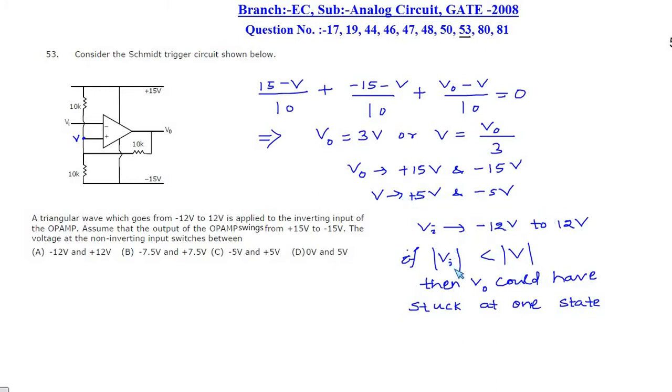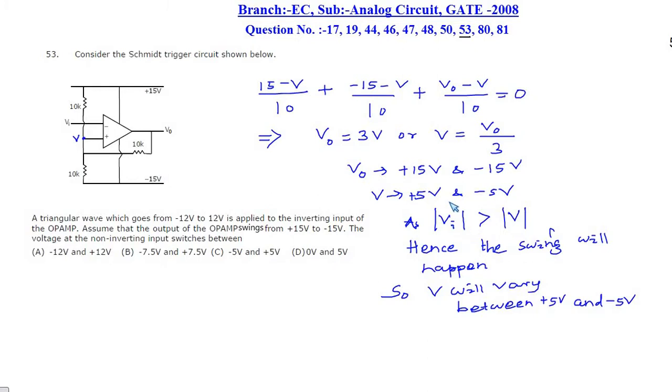But if the input voltage swing is such that its peak is less than 5 volt, then the output would have stopped either at plus 15 volt or minus 15 volt. Accordingly, V would have stopped at a particular level, either plus 5 or minus 5 volt. But in this case, as the input voltage peak, 12 volt, is greater than 5 volt, the swing will happen at the output as well as at the non-inverting terminal. So V will swing between plus 5 volt to minus 5 volt. Among the options, C is the correct answer.